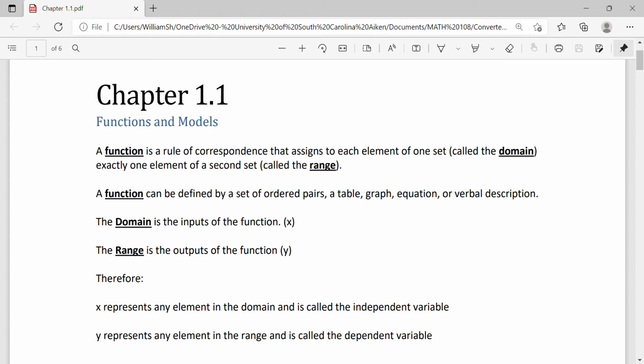Today we're going to go over chapter 1.1, Functions and Models. This is the very first chapter that we're going to go over from Math 108. You get to see how the class is kind of laid out through this first chapter.